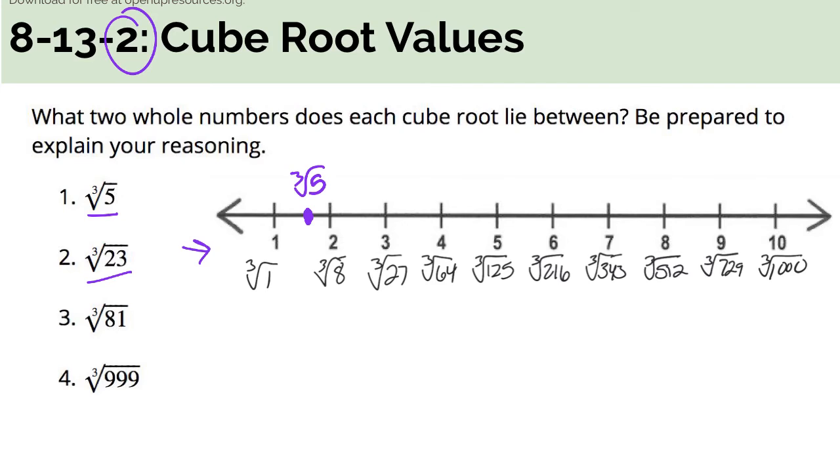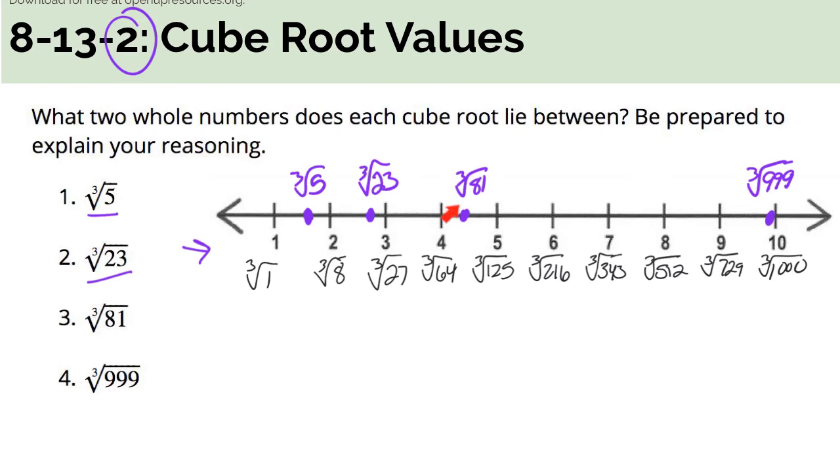The cube root of 23, I can see is going to be somewhere between 2 and 3. It's going to be a lot closer to 3 than to 2 because 23 is closer to 27 than to 8. Go ahead and try the next two and start again when you're ready.